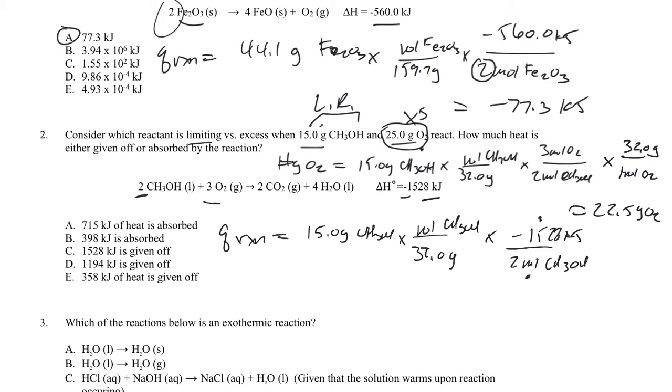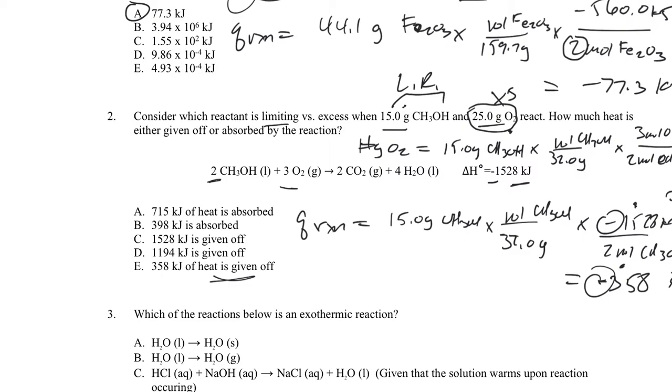So 15 divided by 32.0 times 1528 negative divided by 2. Remember, I like to keep the minus sign here and then interpret it afterwards. So I get 358 kJs negative. This is the heat given off by the reaction. So 358 kilojoules of heat is given off.